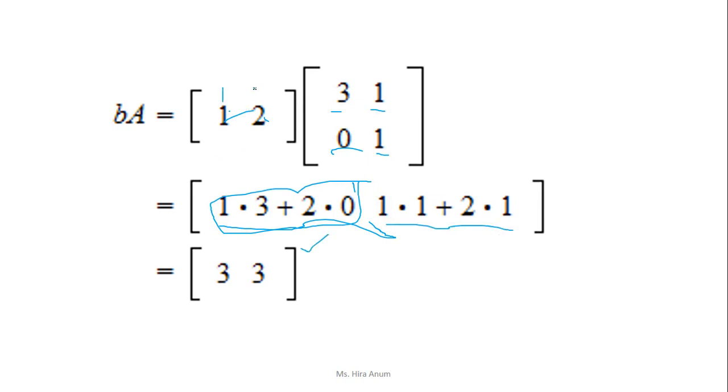This is 1 cross 2, and this is 2 cross 2. Answer will be in 1 cross 2. You can see m cross n cross k. Answer will be in m cross k.